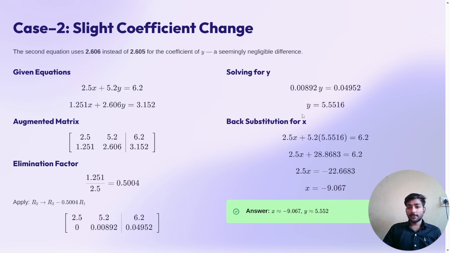After that, we get the value of y equal to 5.55 by 6, and x is equal to 9.067. These are the values. Okay.